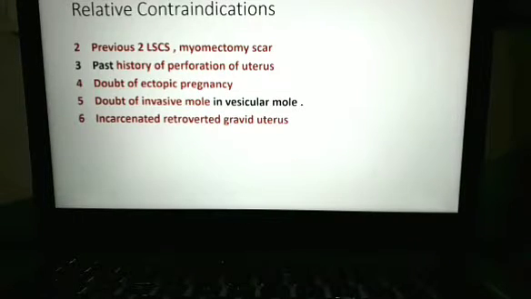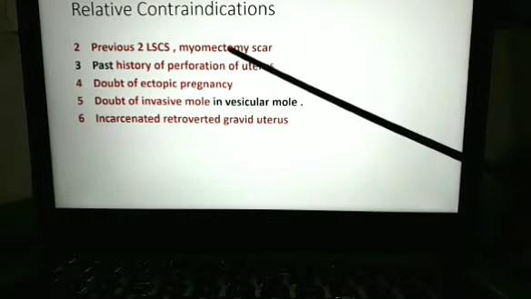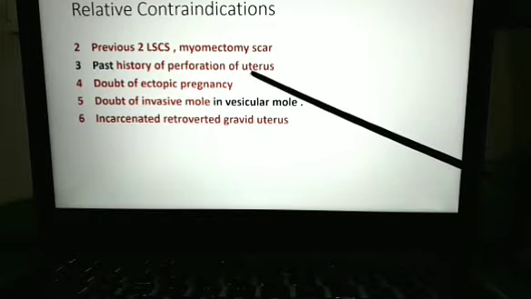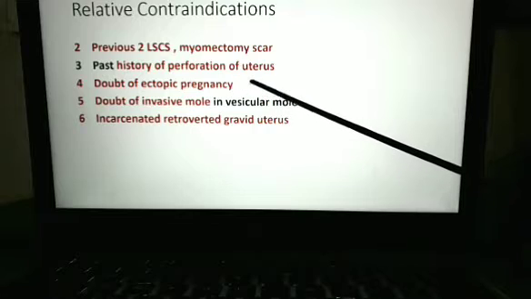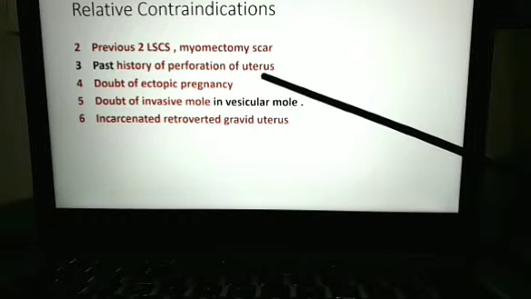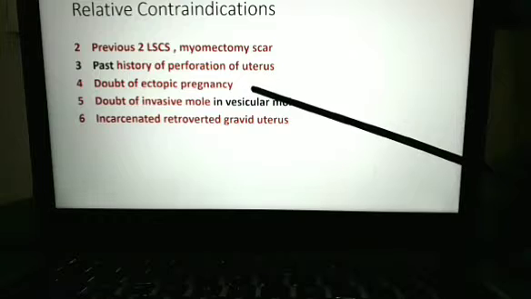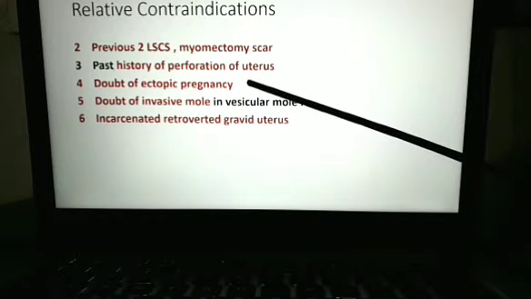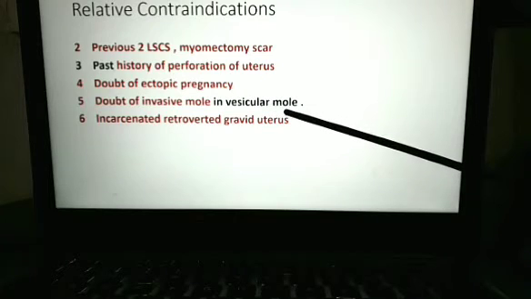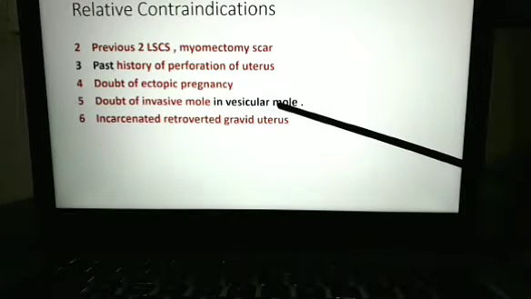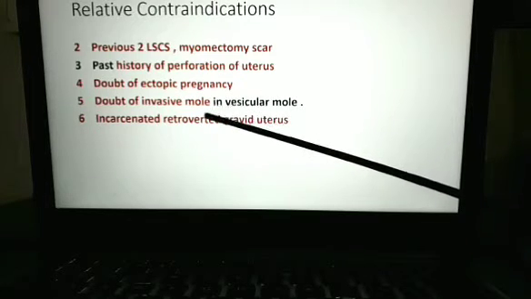Other relative contraindications are a scarred uterus, like previous cesarean section, myomectomy scar, or perforation of the uterus. In ectopic pregnancy, treatment is altogether different. So if there is a doubt of ectopic pregnancy, suction evacuation is not the choice of treatment. In patients with invasive mole, the treatment is different and evacuation is not done. The treatment of choice is hysterectomy with the vesicular mole in situ, because there is an invasive mole here.